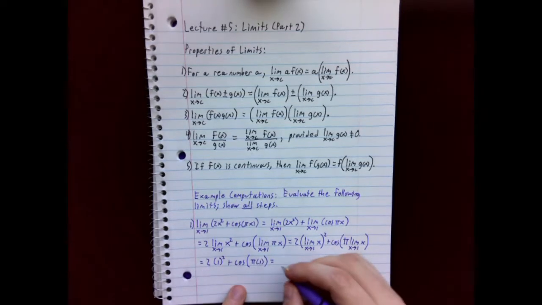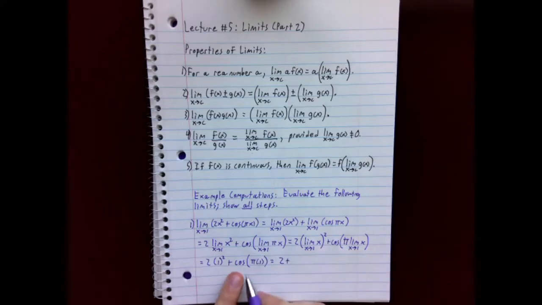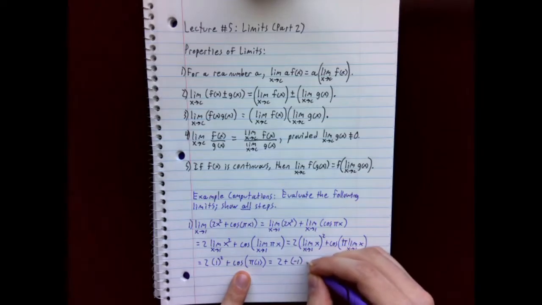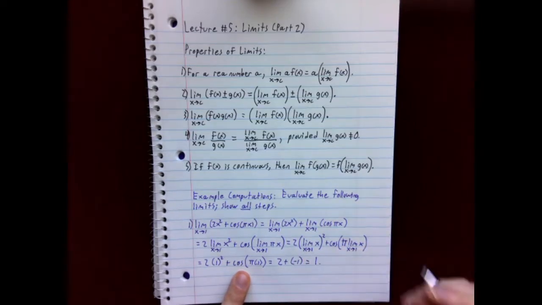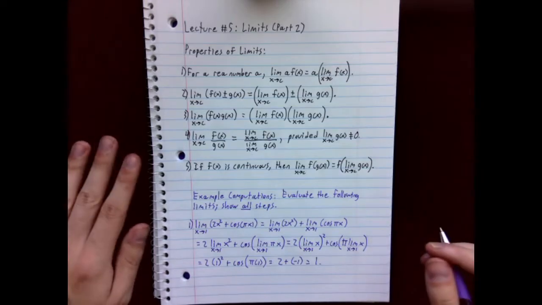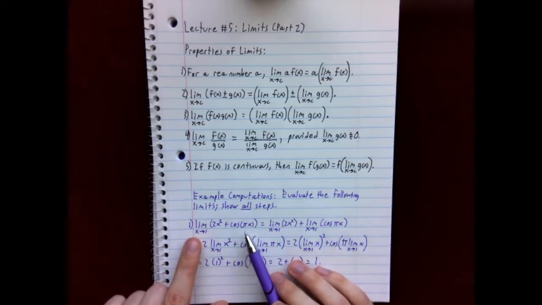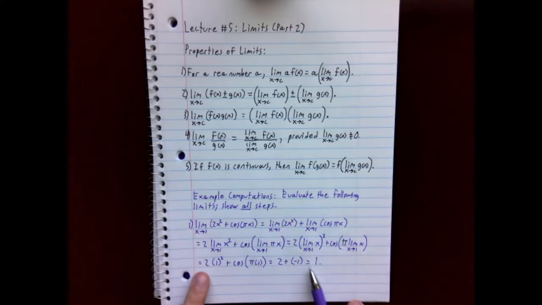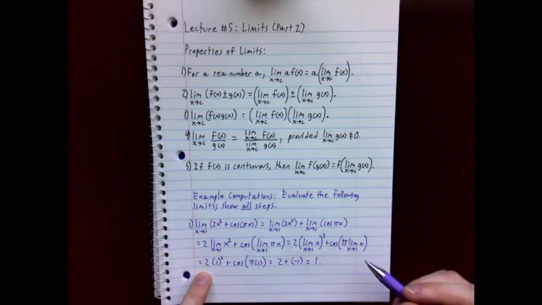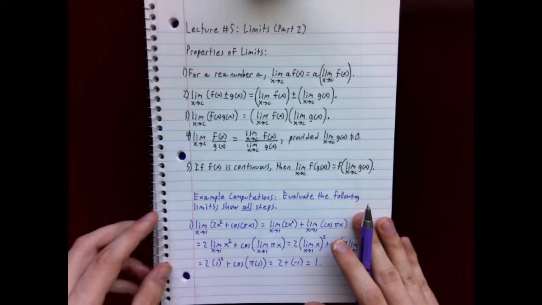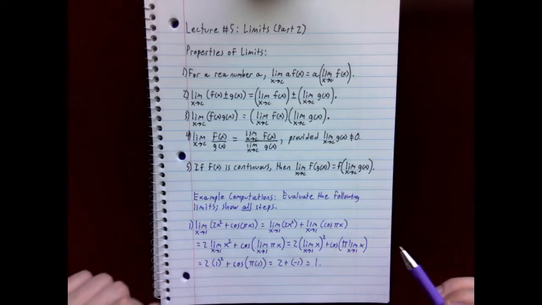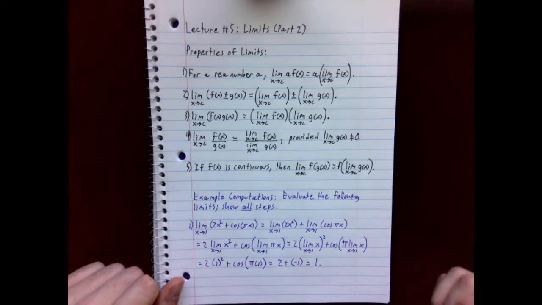Well, 2 times 1 squared is just 2. And then cosine of pi: pi times 1 is just pi, so cosine of pi is negative 1. Okay? And there we go. We're done. We have calculated this limit, showing in somewhat gruesome detail all of our steps. Later on in the course, I won't demand that you show this much work when computing limits, but for now, this is the amount of detail that I want you to show in your calculations.